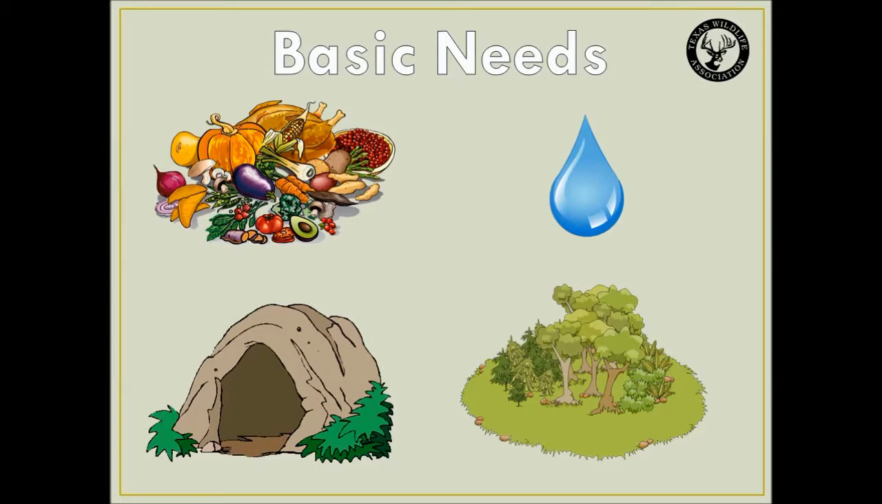Let's begin the program. All living things have 4 basic needs in order to survive. Here's a question to discuss in your classroom. Do you know what these 4 basic needs are? Fill in the blanks on your worksheet. All living things need food, water, shelter, and space in order to survive.